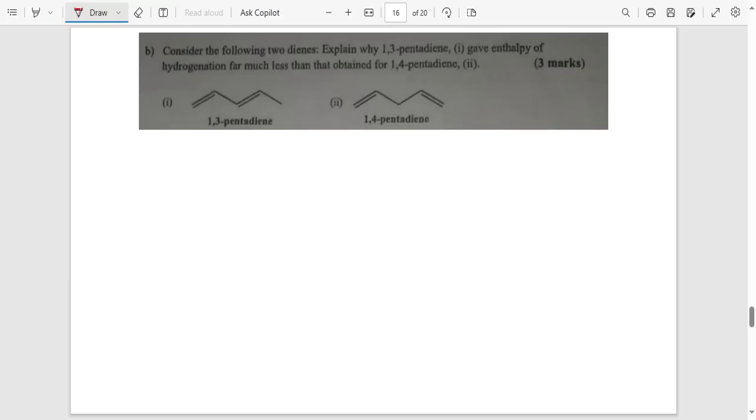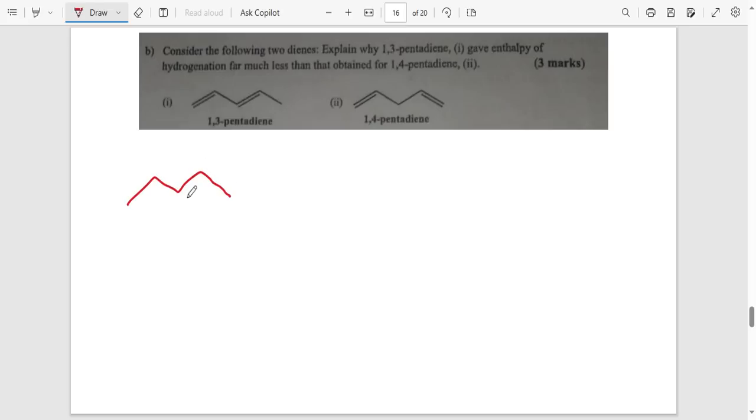Consider the following two dienes. Explain why 1,3-pentadiene, that is the first structure, gave an enthalpy of hydrogenation far less than that obtained for 1,4-pentadiene. So I want to explain that. We should be able to explain using a mechanism. Okay, so it's saying consider the two, explain why hydrogenation, or adding a hydrogen.